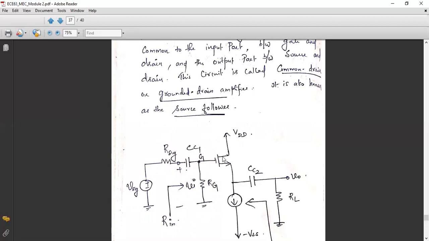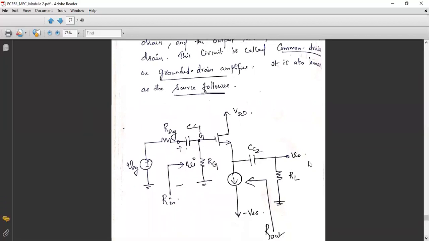And is the drain acting as input? No. Is the drain acting as output? No. So drain is a common terminal now, which is common to both input and output. So it is known as common drain amplifier. And output is taken from the source, so it is following the source. That is why it is known as source follower.